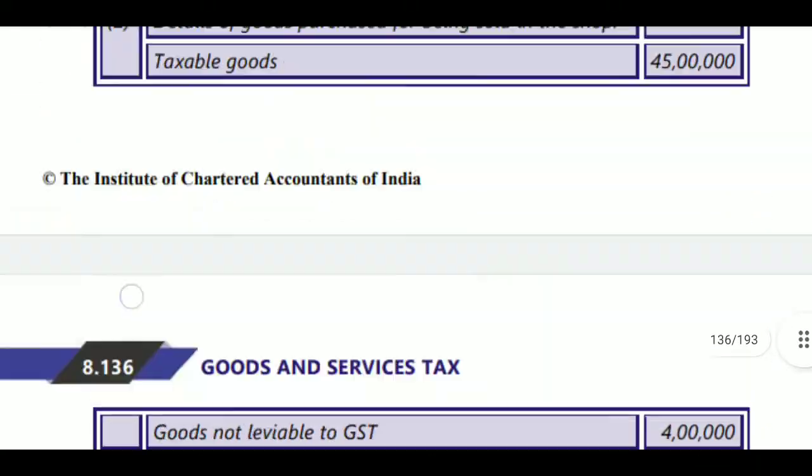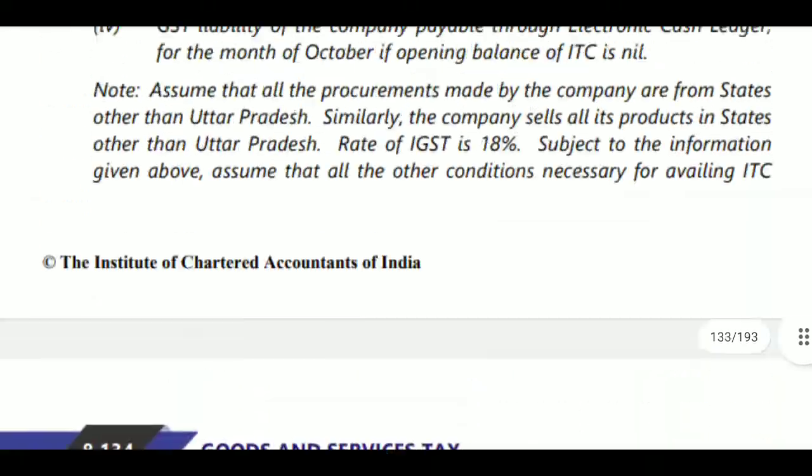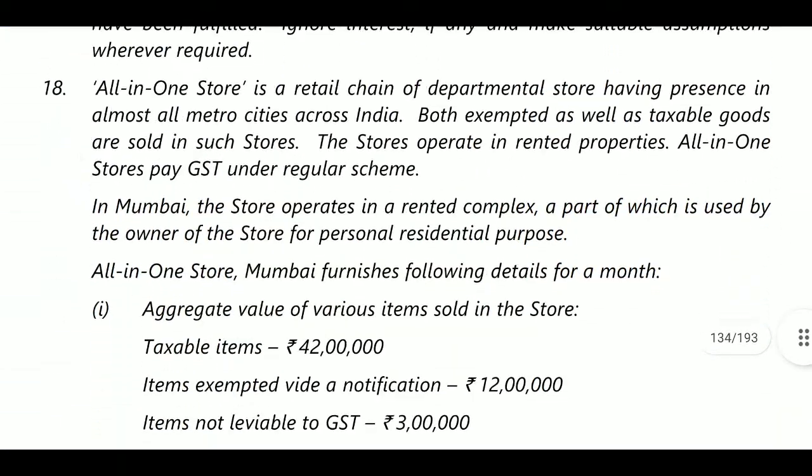Next, question number 18. What is there in question number 18? In question number 18, All-in-One Stores. All-in-One Stores is a retail chain department store. What is it providing? It is providing both.